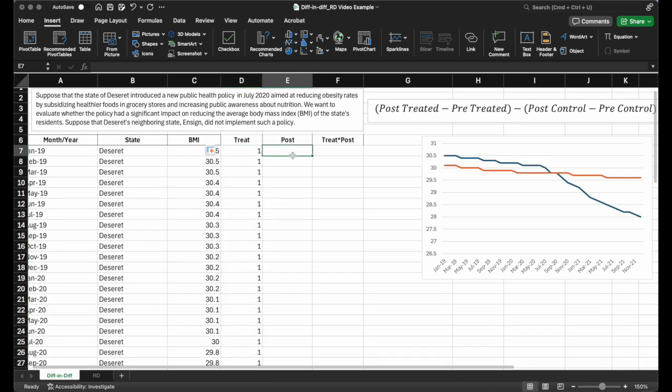Okay. The next one is post. So here I want this to be a 0 if it's in the pre-group and a 1 if it's in the post-group.